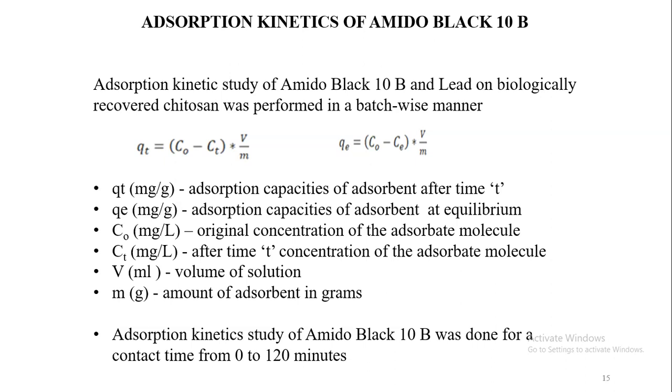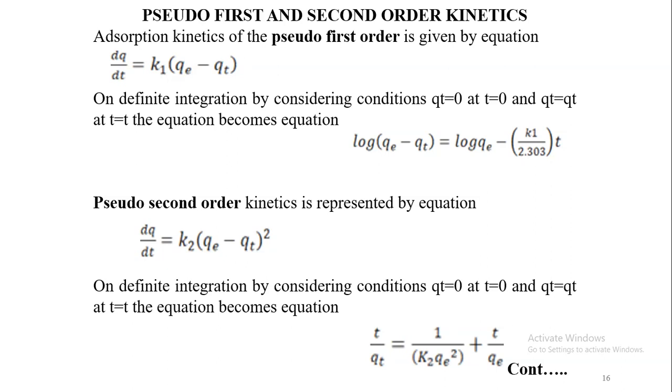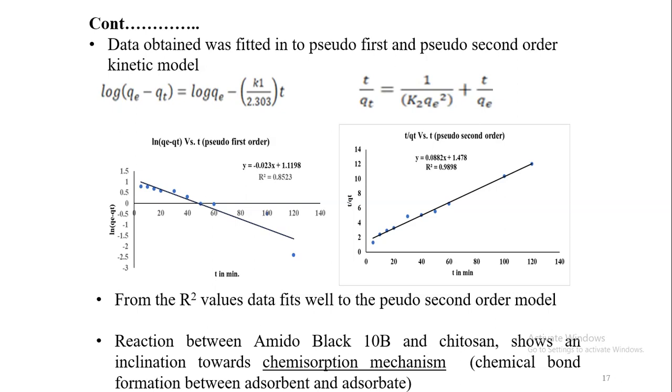Now the adsorption kinetic study is done in a batch-wise manner using this formula. The time interval was 0 to 20 minutes. When pseudo first and second order kinetics were studied, considering qt equal to 0 at time t equal to 0, and the R square value was studied, it is observed that the R square value fits well to the pseudo second order kinetics model.